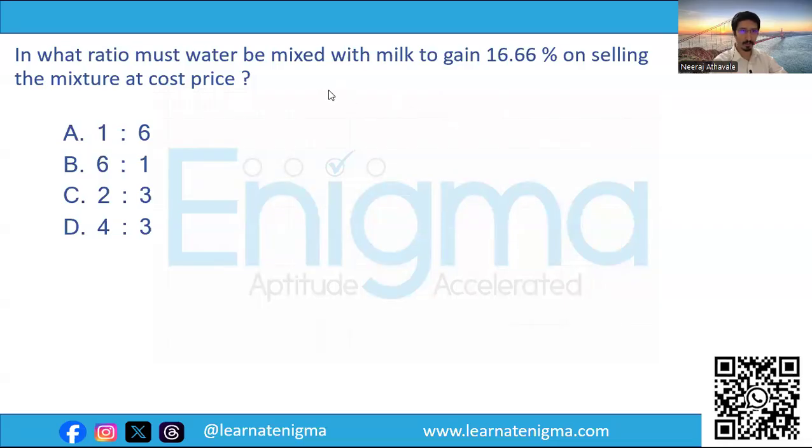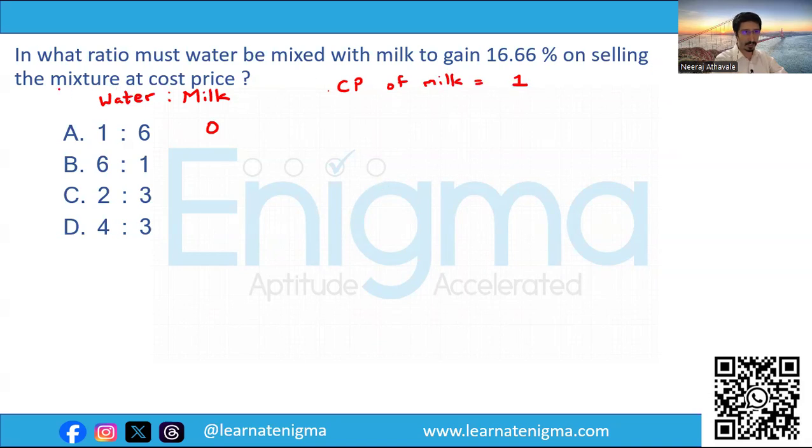In what ratio must water be mixed with milk to gain 16.66% on selling the mixture at cost price? Now, here we want to find out the ratio of water to milk. Now, these kind of questions can easily be done by the alligation technique. We can assume the cost price of water as 0. So we write down 0 over here. Let's assume the cost price of milk to be rupee 1.